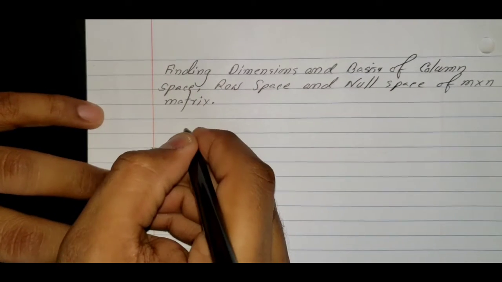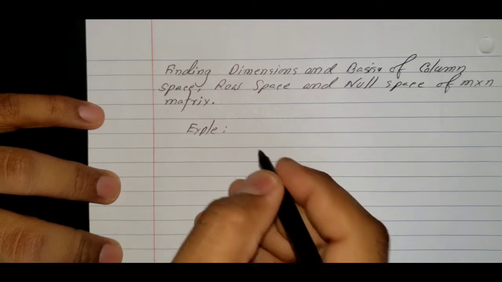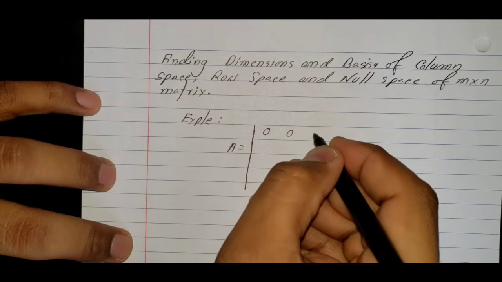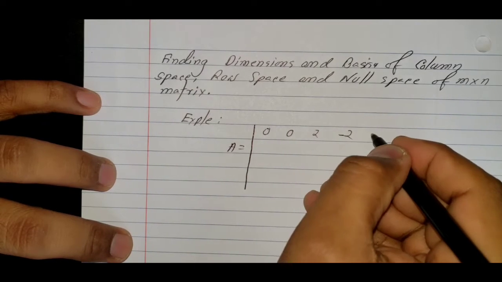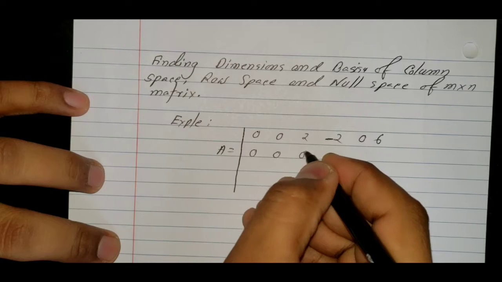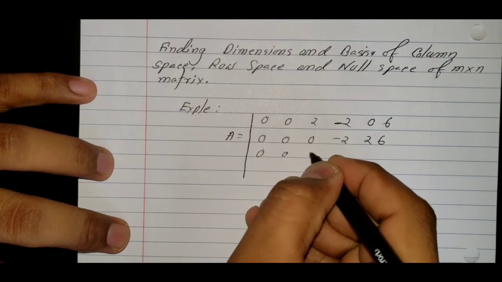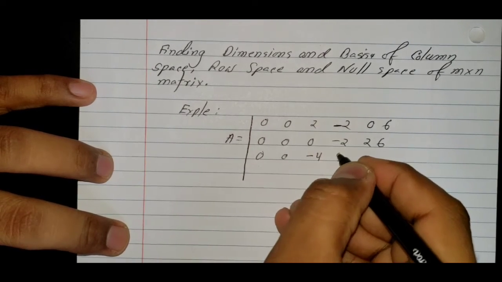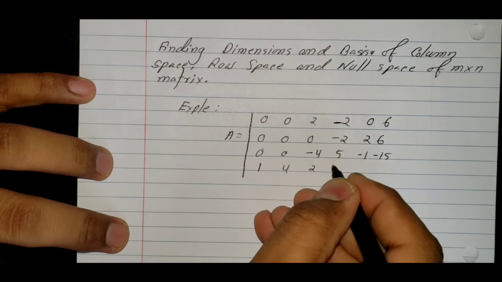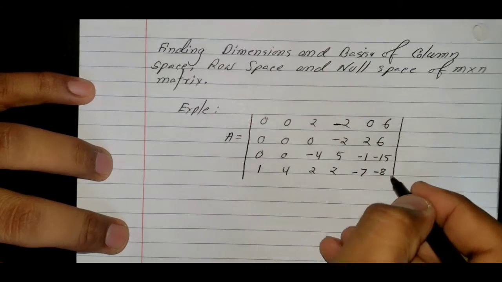For example, let's take a matrix. Suppose the matrix A is: 0, 0, 2, -2, 0, 6; 0, 0, 0, -2, 2, 6; 0, 0, -4, 5, -1, -15; and 1, 4, 2, 2, -7, -8. Suppose this is given to you, right?